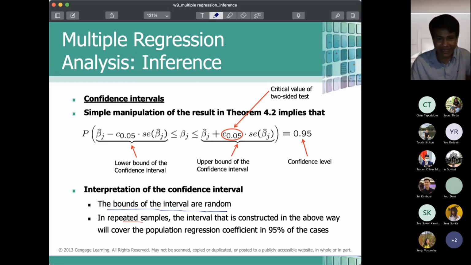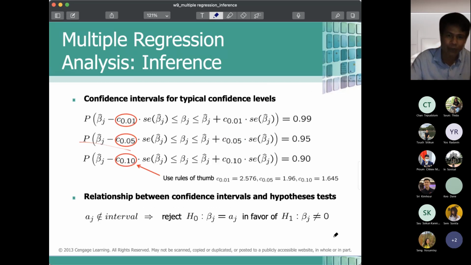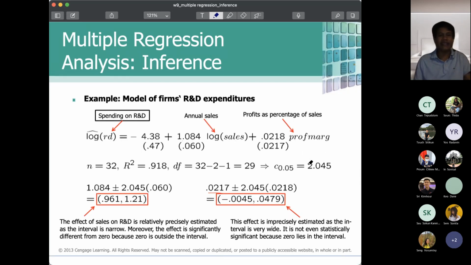So here, in repeated samples, the interval is constructed in the above way using this equation. It covers the population regression coefficient in 90%, 95% of the cases. What it says here is that we believe with 95% confidence that the population parameter must be in this interval. Now, to understand more, let me go to the example. This is just a quick way to calculate the confidence interval for 99%, 95%, and 90%. Here, this is an example.